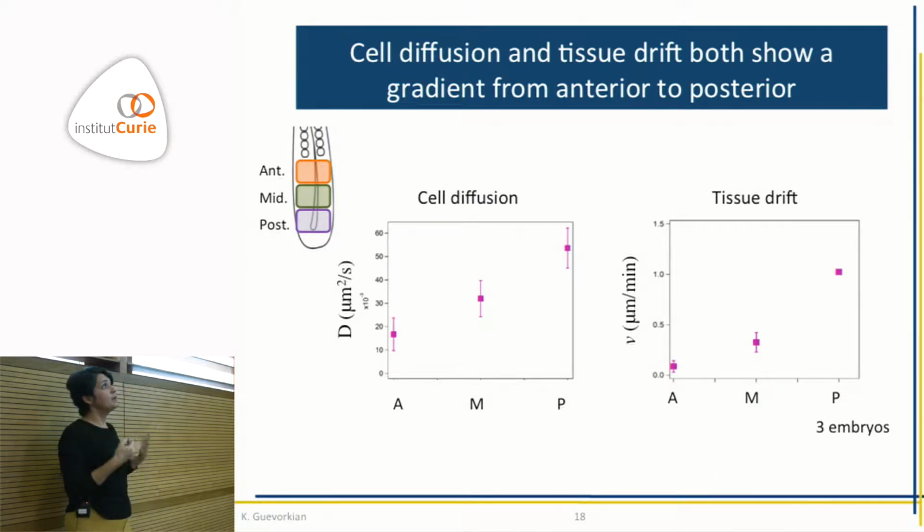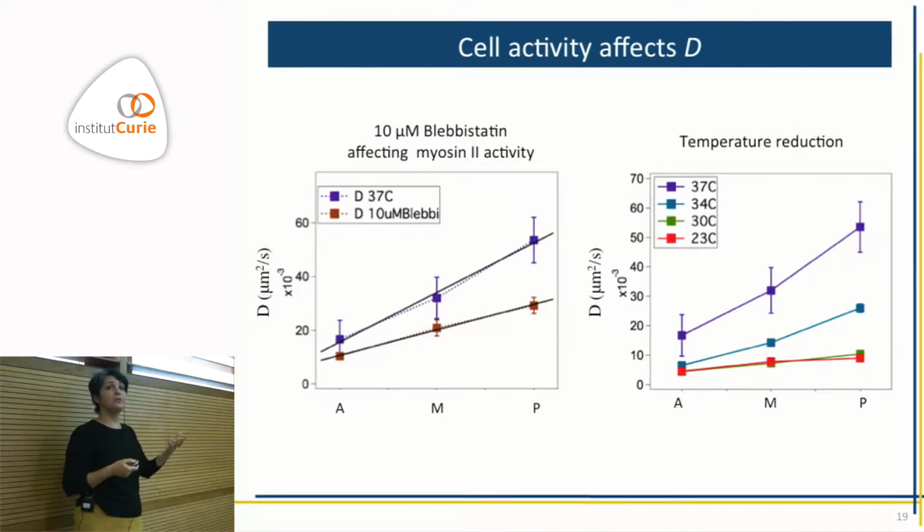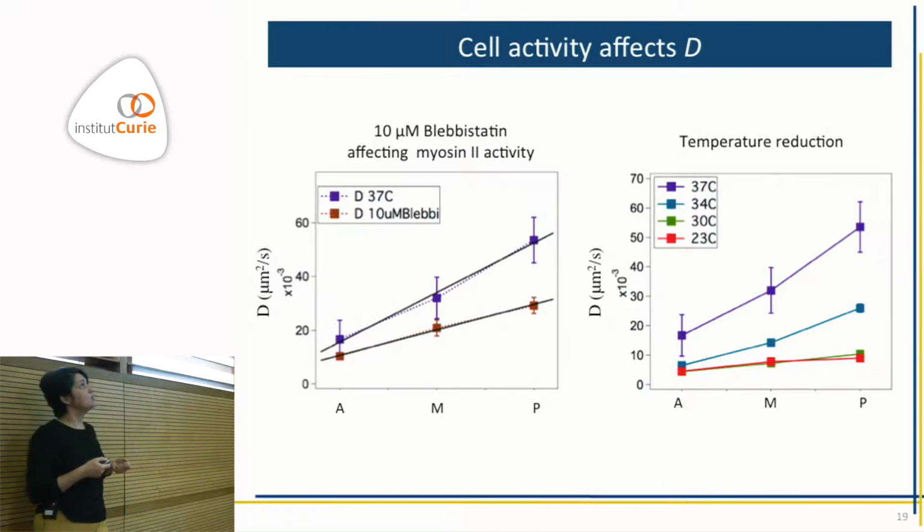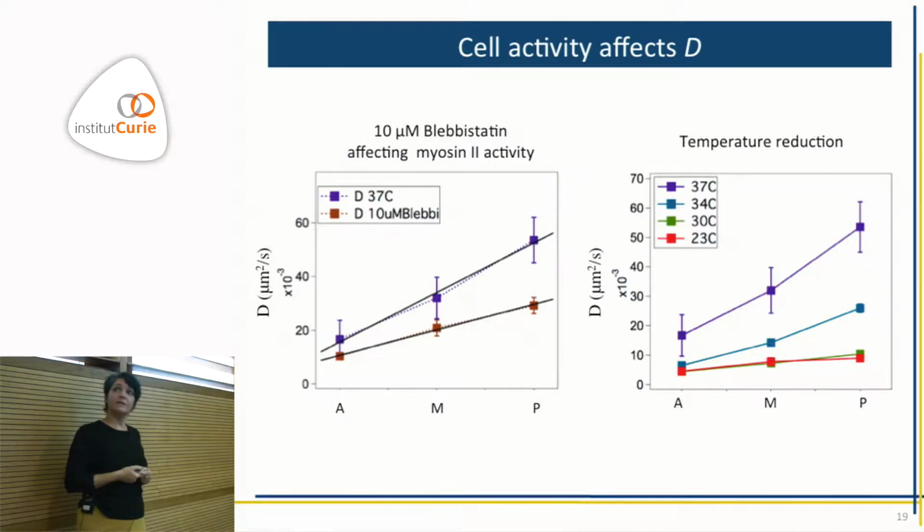Okay? But now what happens if I act on the activity of the cells? The only way we had at the time was to use drugs. So we used blebistatin to affect the cell motility. And we saw that this gradient of diffusion is changed when it is treated with blebistatin. Yes?